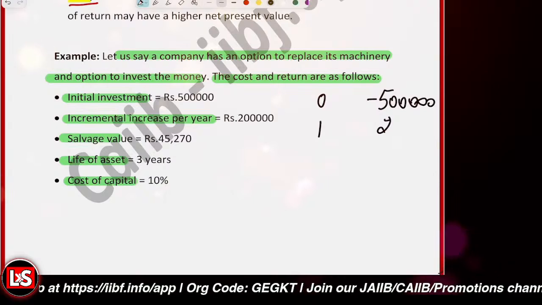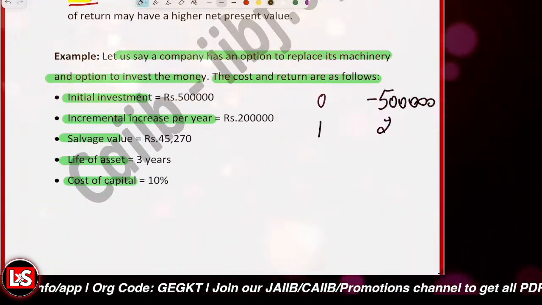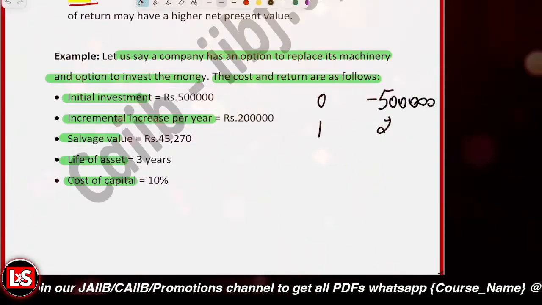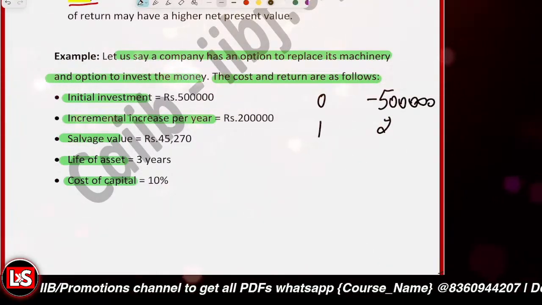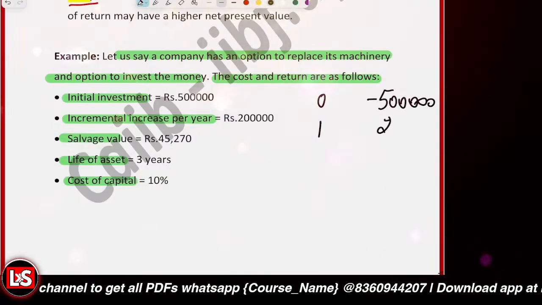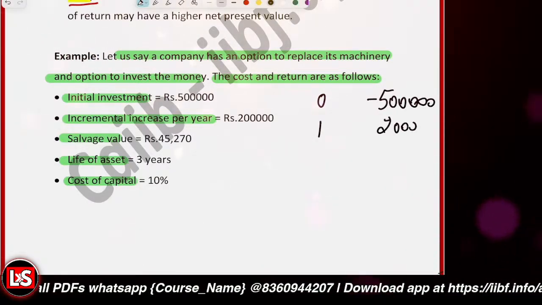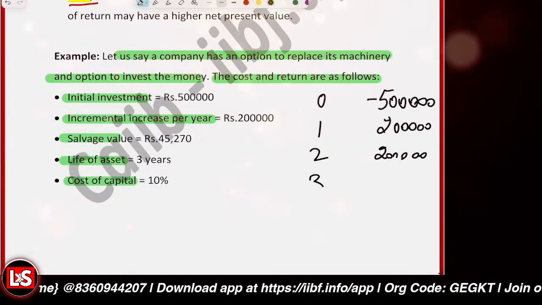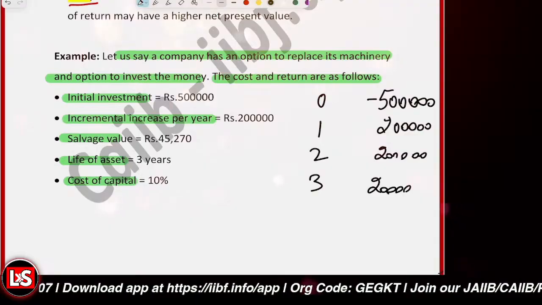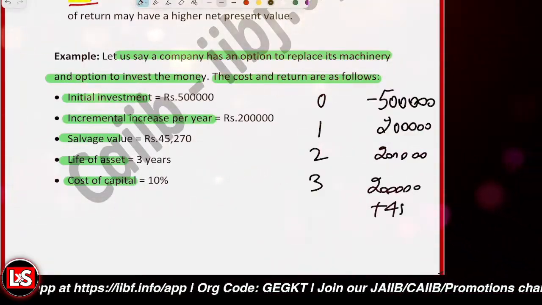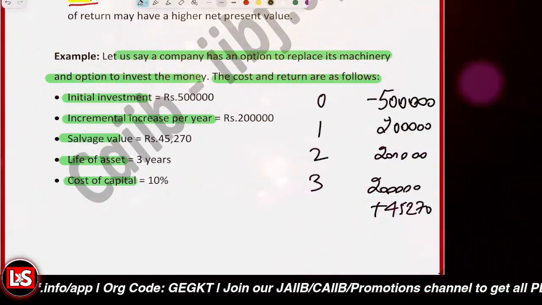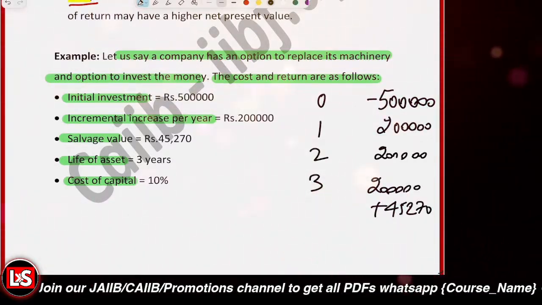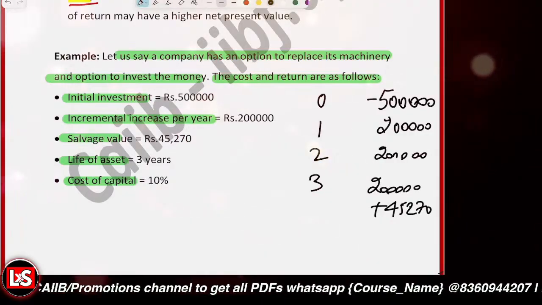But we are also provided with the salvage value. Now, salvage value is what? Salvage value is the residual value, and that is given to be 45,270. So you're getting 2 lakh rupees for the first year, 2 lakh for the second year, and for the third year also 2 lakh, but also the salvage value of 45,270. So these are the cash inflows and outflows here.